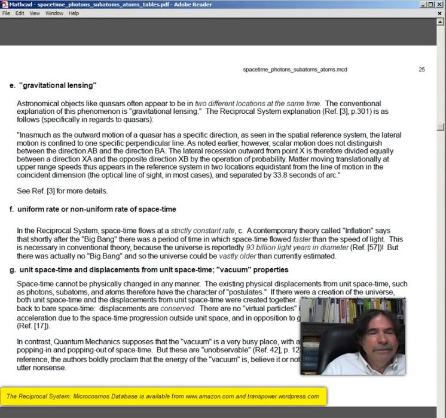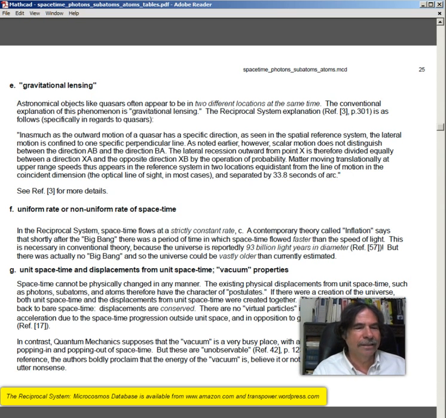On page 1240 of this same reference, the authors boldly proclaim that the energy of the "vacuum" is, believe it or not, 10 to the 111th power joules per meter cubed. Obviously, this is utter nonsense.